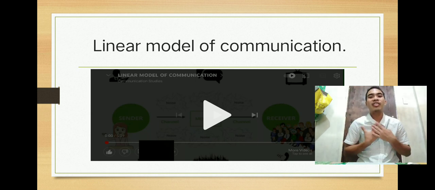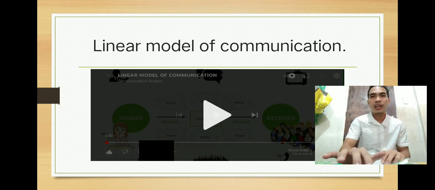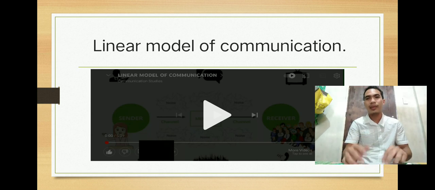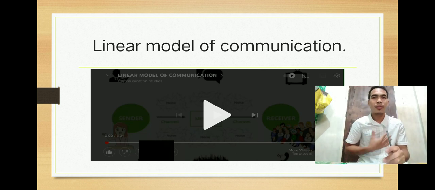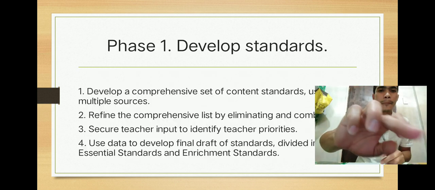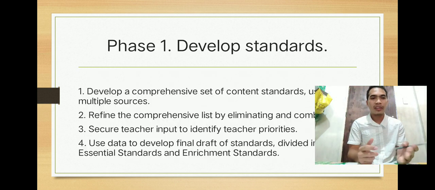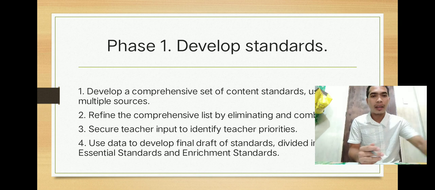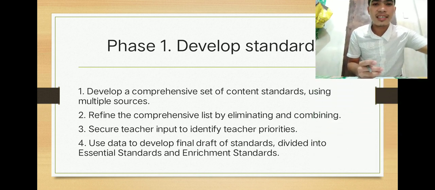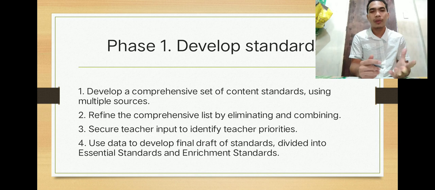So now let's talk about the three phases of the standard-based curriculum development model. So first one, phase 1, develop standards. Develop a comprehensive set of contents and standards using multiple sources. Refine the comprehensive list by eliminating and combining. Secure teacher input to identify teacher priorities. Use data to develop a final draft of standards divided into essential standards and enrichment standards.